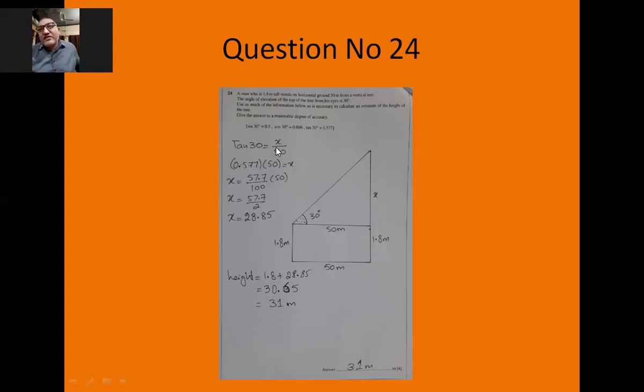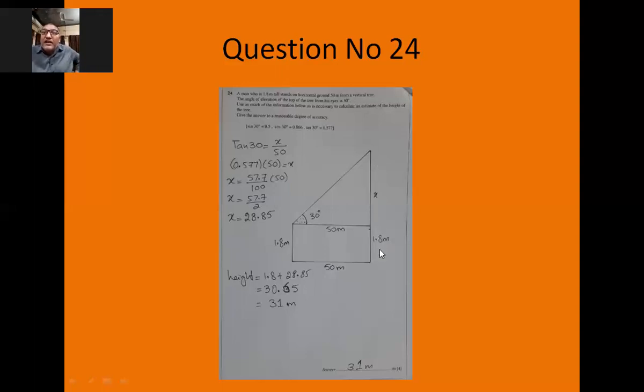You know, tan theta is equal to perpendicular by base. So x divided by 50. The tan 30 value is given here, this value 0.577. And this 50 will multiply with this and equal x. When you multiply these two, I have removed this decimal. It will be 57.7 divided by 100 into 50. 50 and 100 will be cancelled. You will have 57.7 divided by 2. So you divide 57.7 by 2. You get 28.85. So this x value will be 28.85 meter.